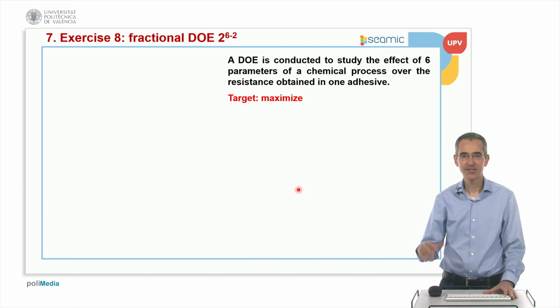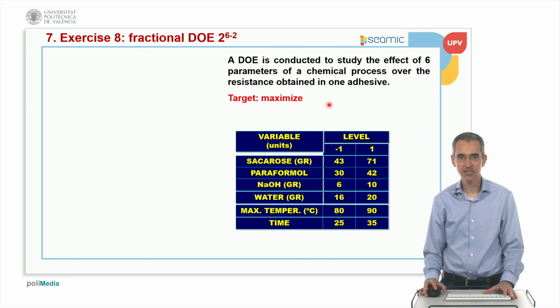Okay, and then this is another exercise, number 8. This is another fractional design of experiment, 2 power to 6 minus 2, so 6 factors at 2 levels. This is an experiment that is carried out to study the effect of 6 parameters on a chemical process over the resistance obtained in one adhesive. In this case, we want to maximize this resistance.